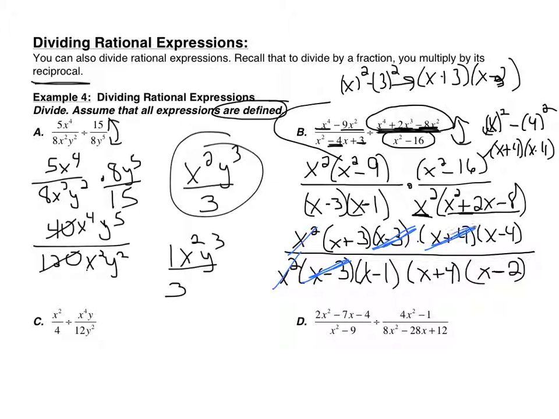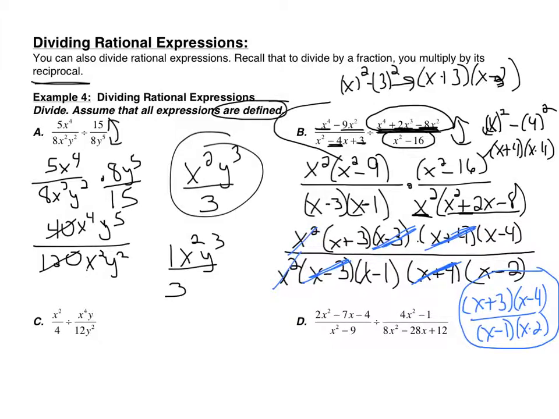And x plus 4's cancel. And my answer is x plus 3 times x minus 4 all over x minus 1 times x minus 2. That would be my answer.